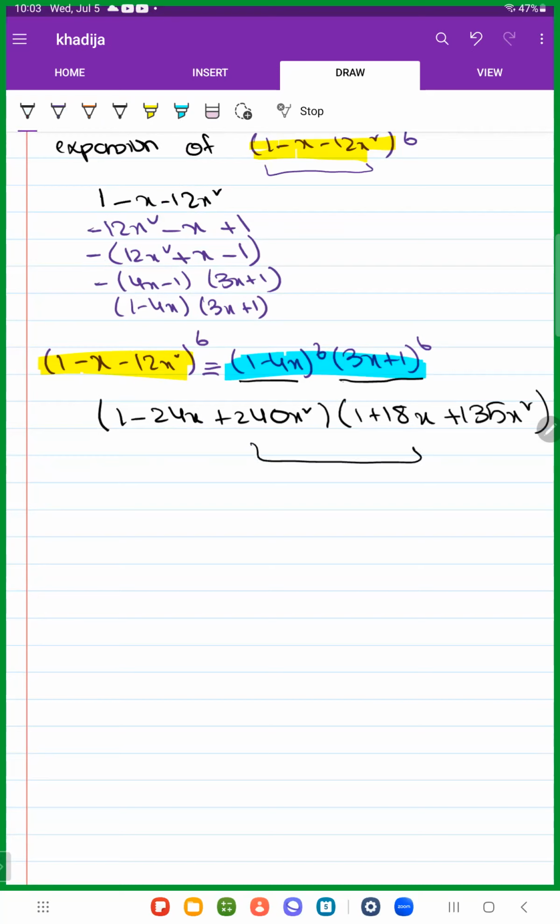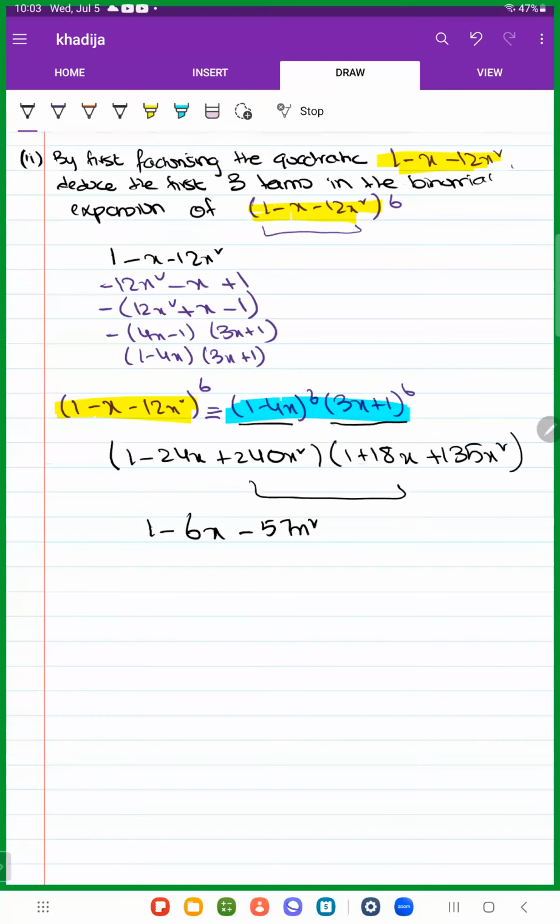You just multiply. So when you multiply, you will get 1 minus 6x minus 54x squared. That's what you said? 57. Okay, minus 57x squared. You understand how we did the question?